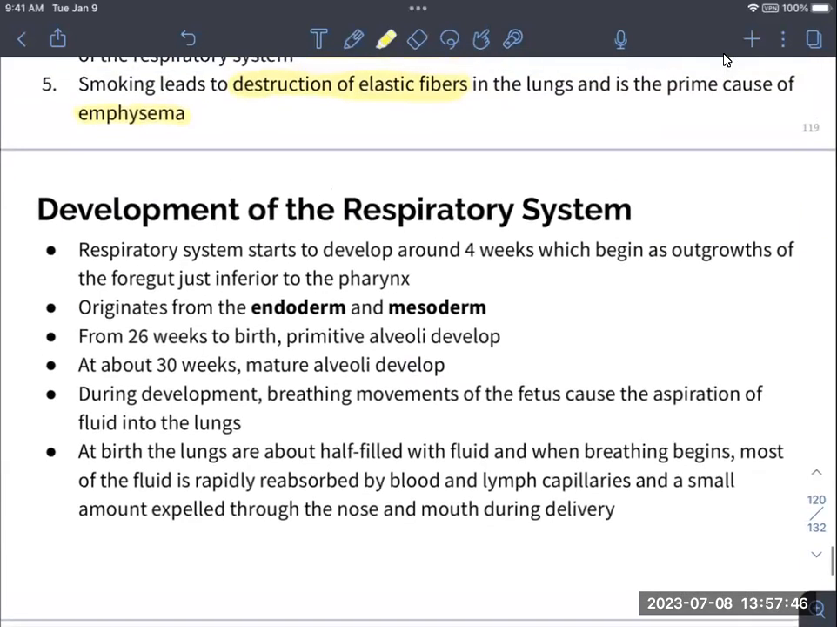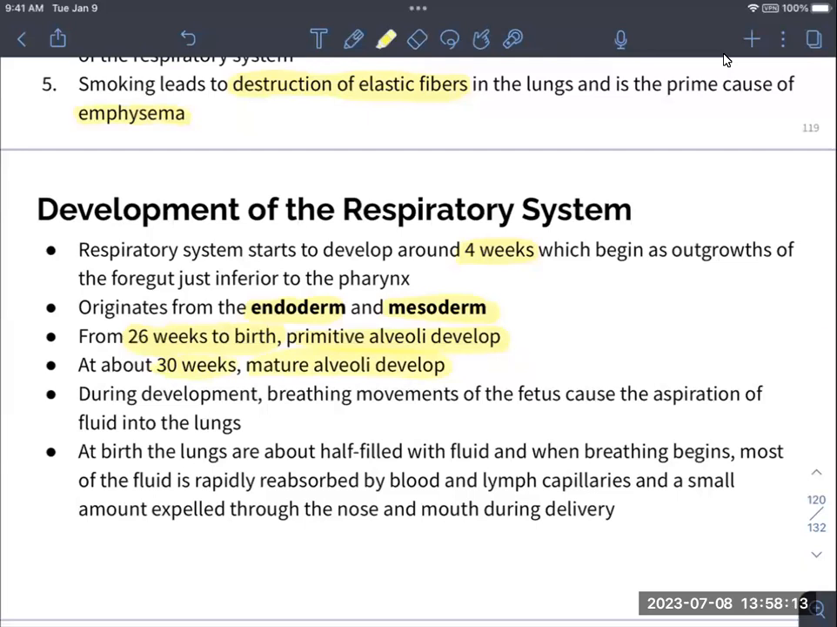So our respiratory system starts developing in about 4 weeks. It's different outgrowths that come from just below the pharynx, and it comes from the endoderm and the mesoderm. 26 weeks to birth, we get alveoli that develop. At about 30 weeks, mature alveoli start to develop.